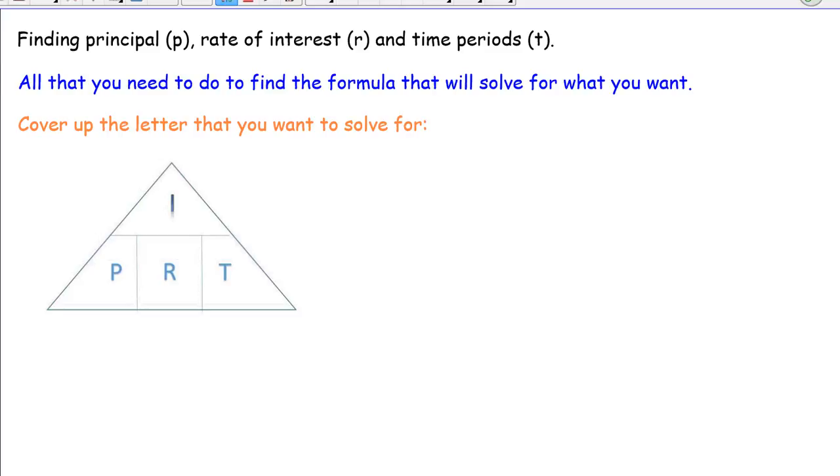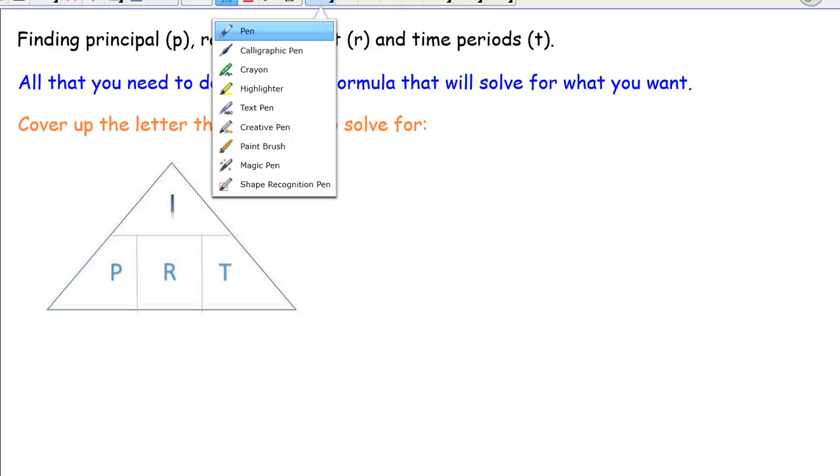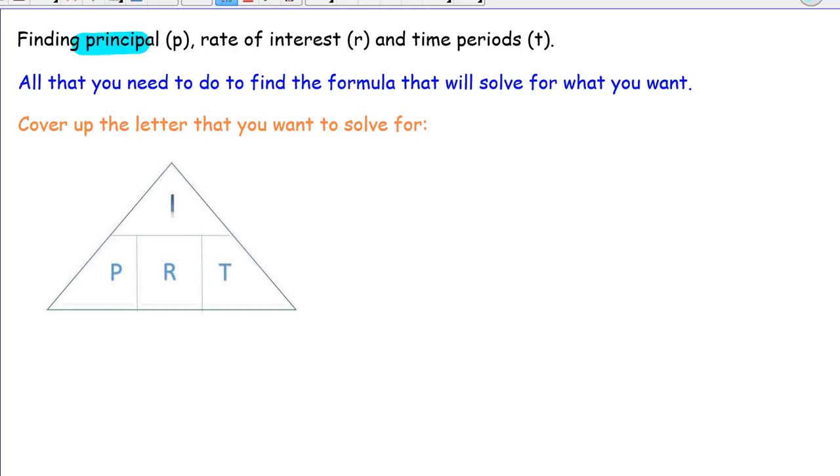In this video, I'm going to look at finding the principal, rate of interest, and time periods. So finding the principal, rate of interest, and time period.